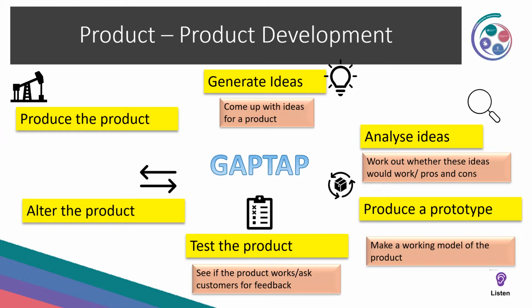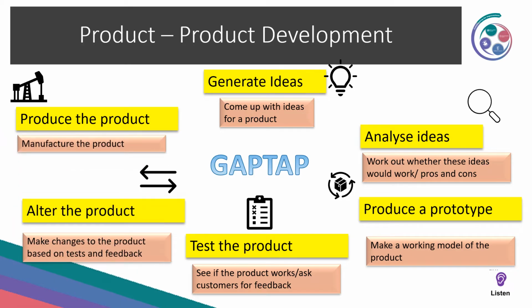Then you would test the product, and that one means seeing if the product works. You would maybe ask customers for feedback at that point. Then you would alter the product, which means that you would make changes to the product based on tests and feedback. And finally, produce the product, which means manufacture the product, start making it.